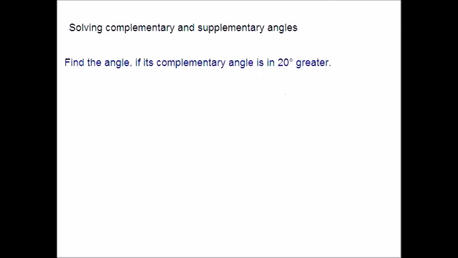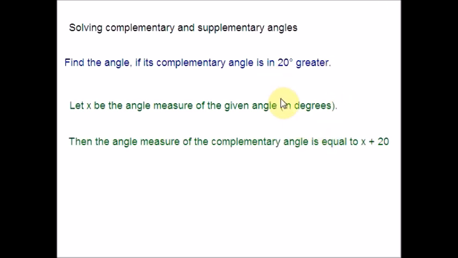Here is your next example. Find the angle if its complementary angle is 20 degrees greater. Okay, let x be the angle measure of the given angle in degrees. Then the angle measure of the complementary angle is 20 degrees greater, so it means x plus 20. We got this from the given information. Since the sum of the given angle and its complementary is the right angle, you can write an equation by adding these two and setting that equal to 90 degrees.